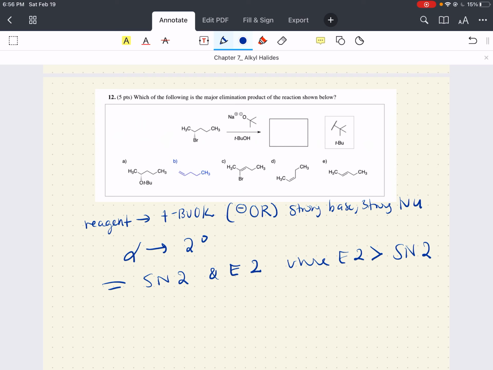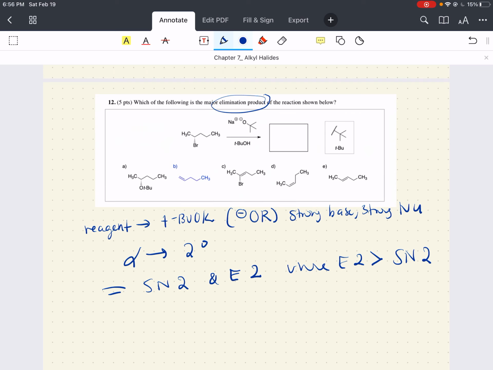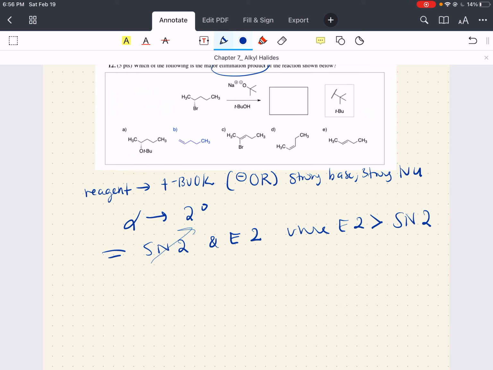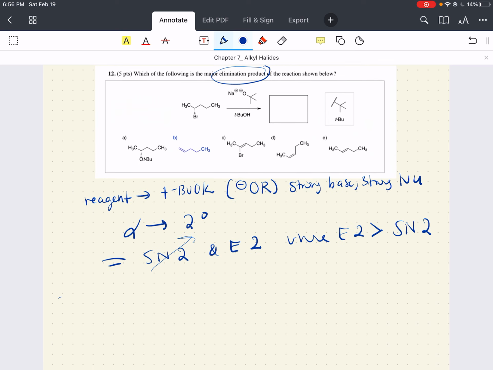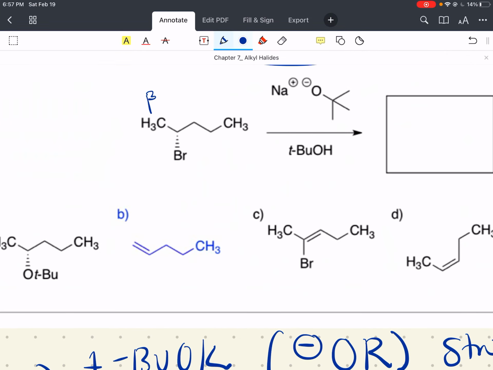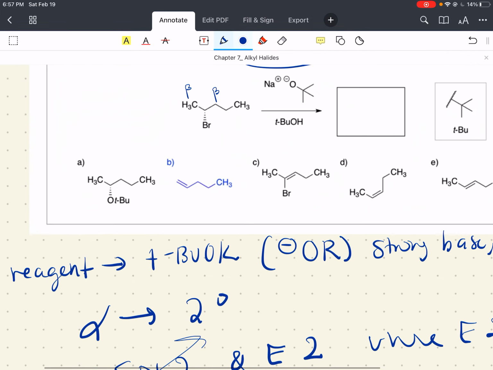Here the problem asks for our elimination product, so we're not going to worry about SN2. Which of the following is the major product? Let's get into E2. First, how many unique beta positions? Let's look at our molecule. We have one beta position here and one beta position here. We're going to call this one A. We're going to call this one B.